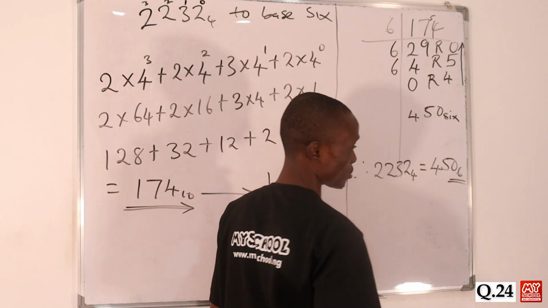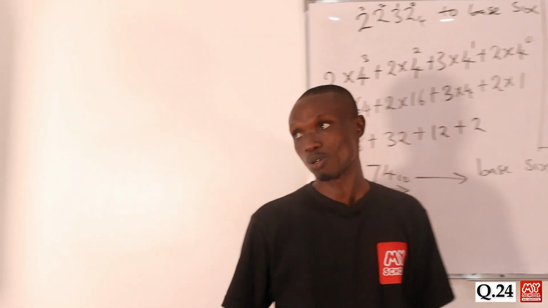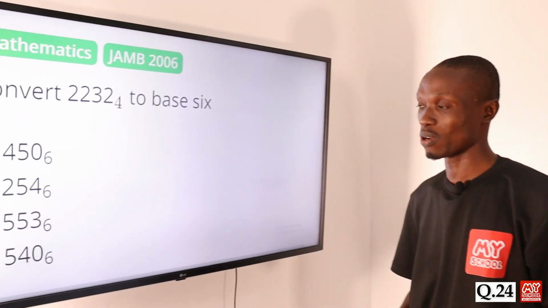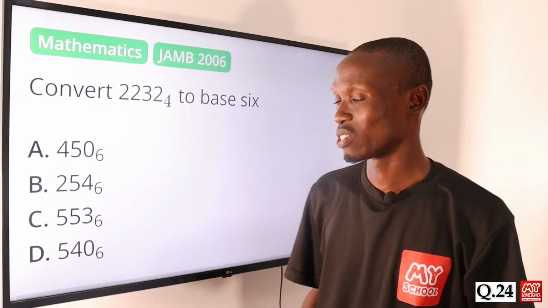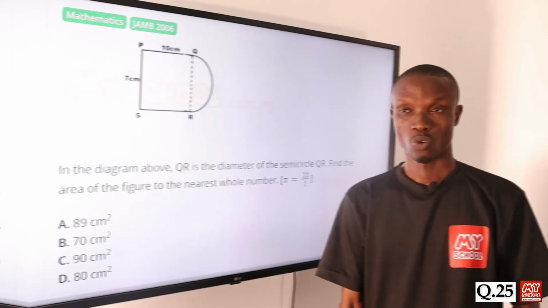Okay, so let's return back to the screen to pick the correct option to this question, and that is option A, 450 base 6. Question 25.